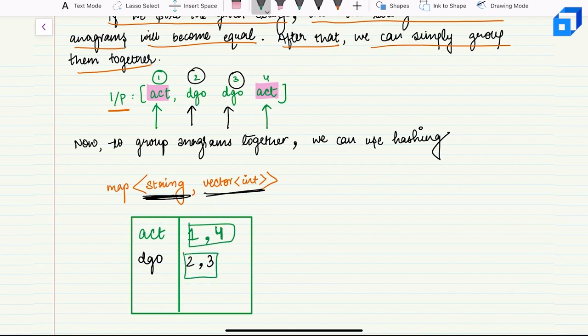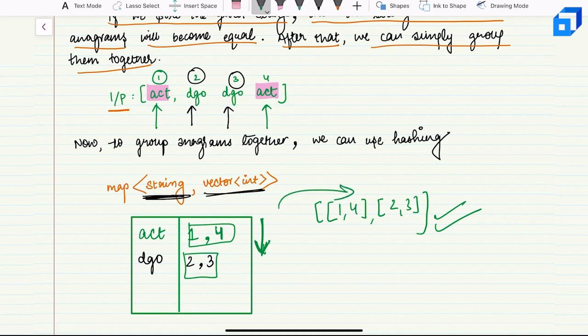Now the only task which is left is to iterate over them and store it in the vector, right? So here we have a vector 1 and 4 and we have a vector 2 and 3. So we will push them into a vector and we will simply return this in our answer. Also, we will only put the vector in this resultant vector which has a size of greater than 1. If the vector has size of just 1, then that means there is no anagram present for that particular string. So we can simply ignore that.